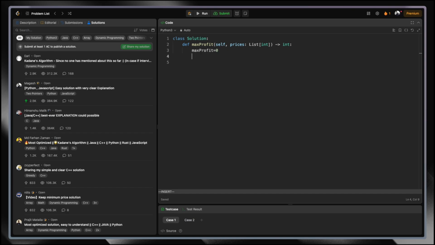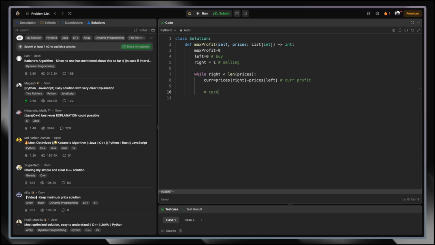Now let's have the left and right pointers, where left always indicates buying and right always indicates selling. Okay, don't forget this, guys. Left is always buying, right is always selling. Now let's start the while loop. While right is less than the length of prices, the current profit is going to be prices of right, sorry, you remember the formula, it's going to be sell minus buying. Am I right? It's going to be prices of right minus prices of left. This is the current profit.